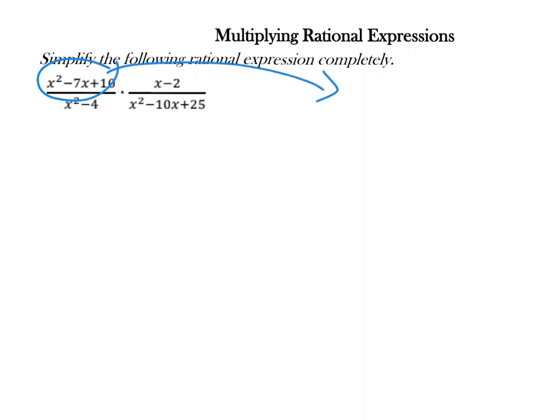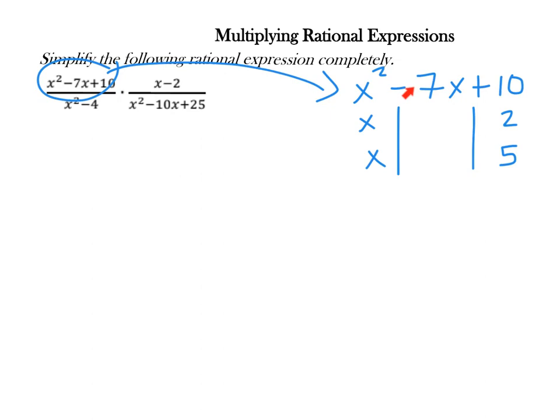Just to help you review real quick on how we factor, we have the x squared minus 7x plus 10. So I'm making my columns. The factors of x squared are x times x. The factors of 10 are 2 times 5. But since I'm looking for a negative 7, I need to make sure that this is a negative 2 and a negative 5 to give me this positive 10. So I'm going to put a negative here, a negative here. When I cross multiply, they should add up to negative 7x. So my factors for the numerator are x minus 2 and x minus 5.